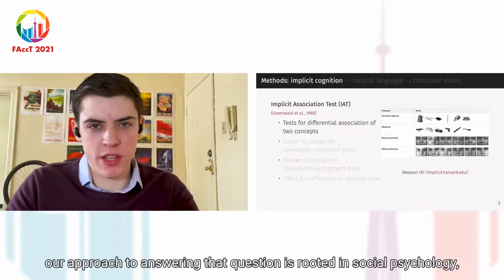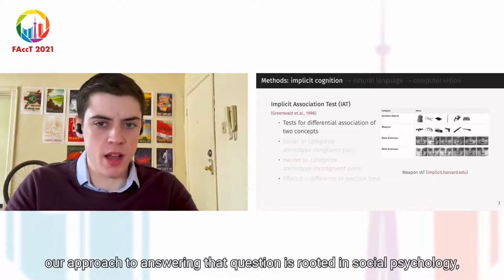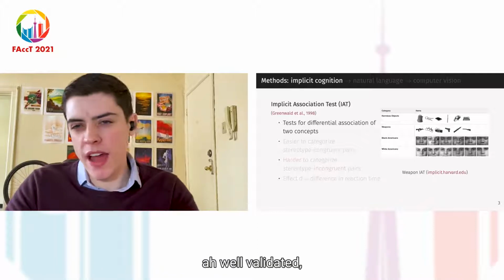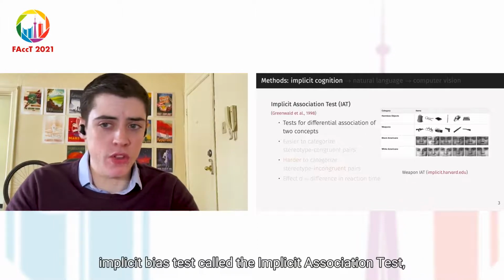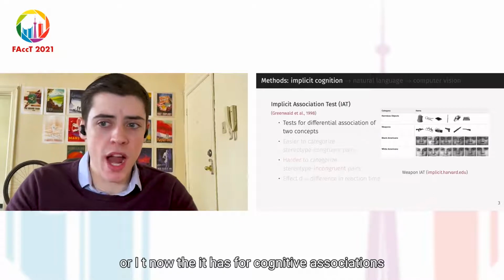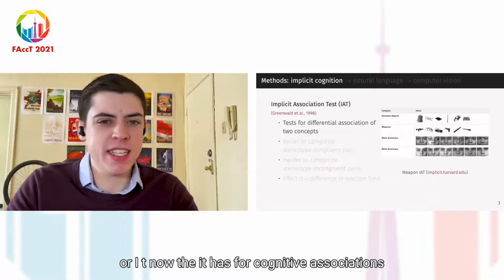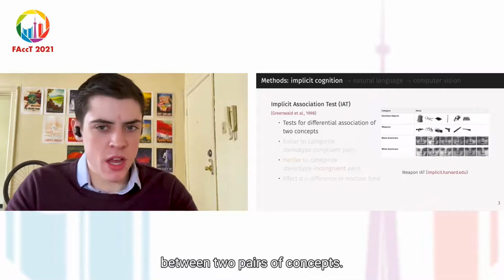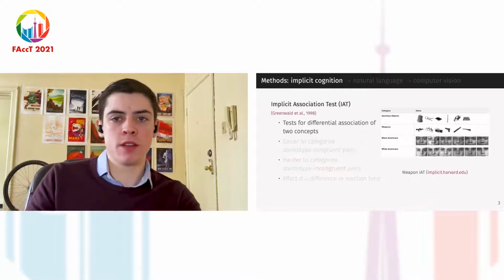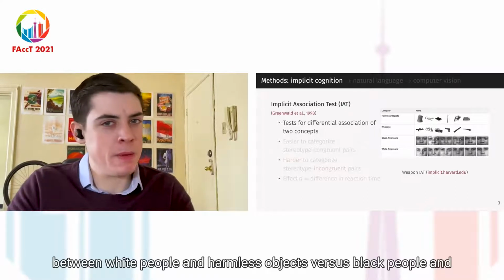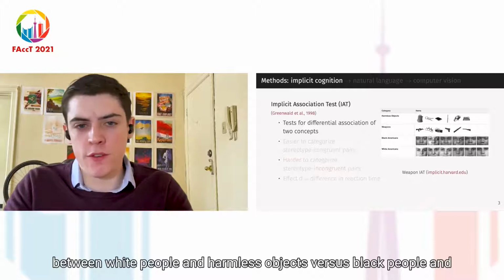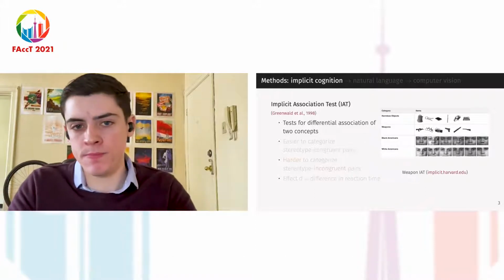Our approach to answering that question is rooted in social psychology, specifically a well-validated implicit bias test called the Implicit Association Test, or IAT. Now, the IAT tests for cognitive associations between two pairs of concepts. So for example, between white people and harmless objects versus black people and weapons.